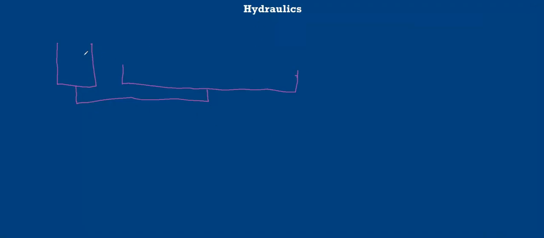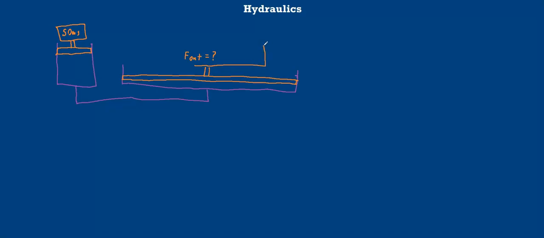And on the left side, let's draw a piston or a plunger, whatever you want to call it. And coming out of this piston, let's say we have some 50-pound weight. And on the right side, we'll have a piston with a weight. And let's say we don't know what this weight is. We'll just call it our force output, and we don't know it. It's just some big weight.